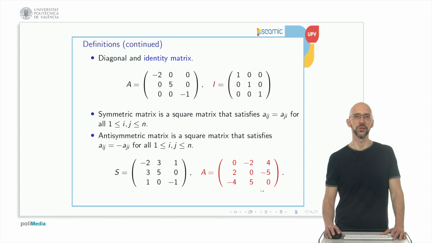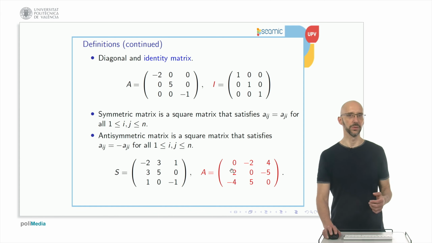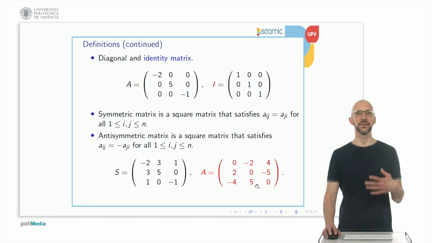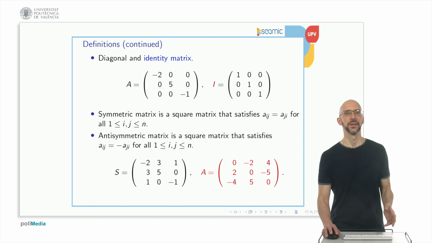And also, very important, if this condition must hold, the elements in the main diagonal should be 0, because 0 is the only element that is exactly the same as -0. The other elements do not verify this condition. So an antisymmetric matrix should have zeros in the main diagonal, and the elements above the main diagonal and the numbers below the main diagonal are the same, but with different sign.